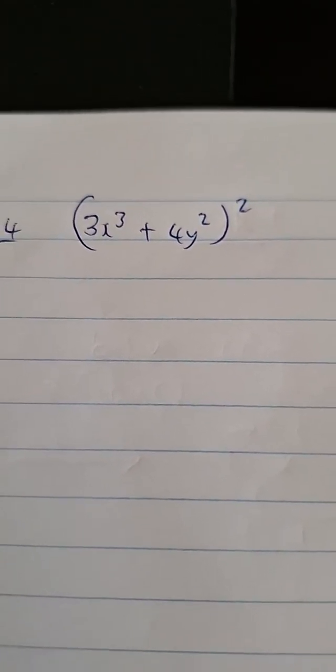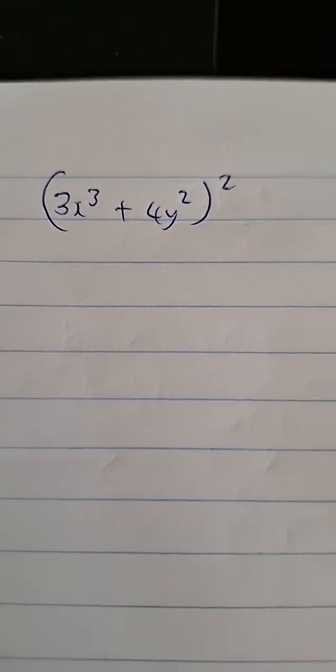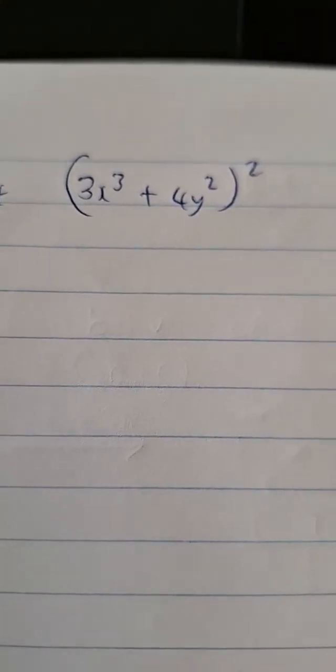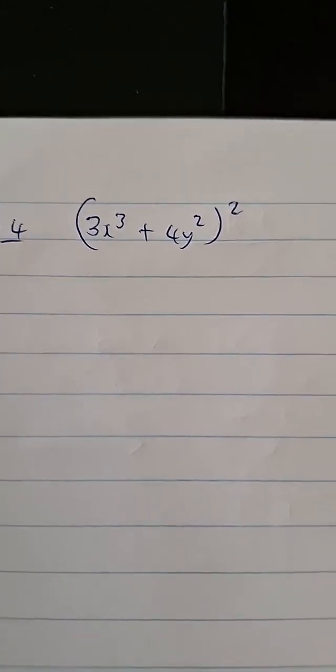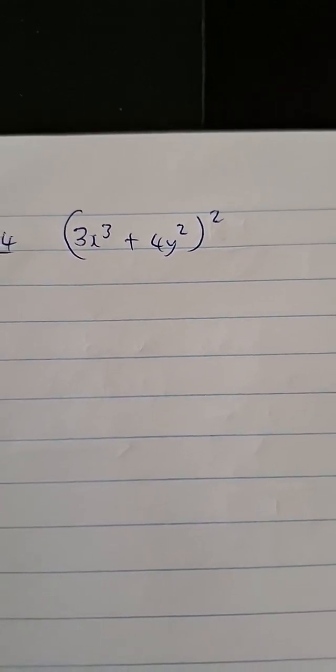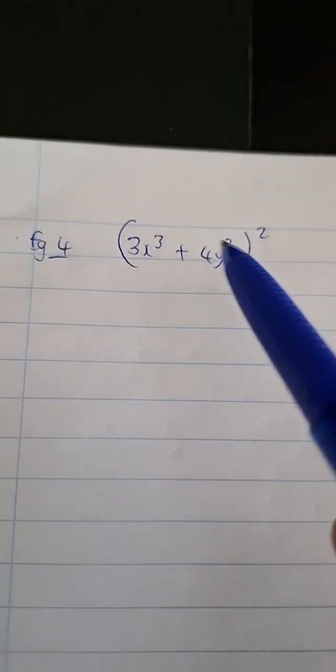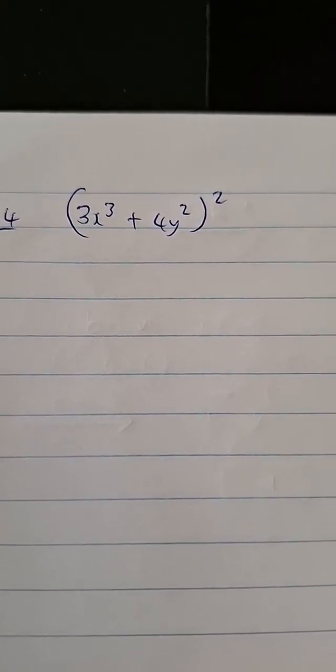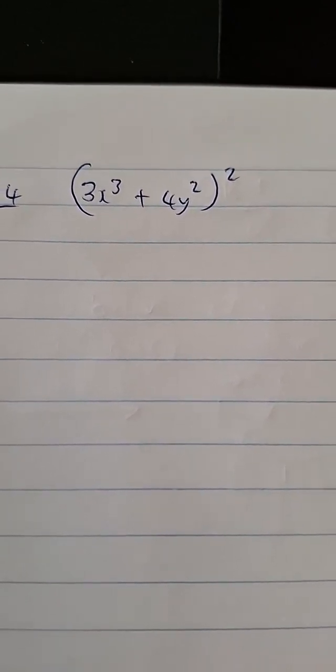I just want to look at another example, example 4. Let us look at this one. Three x to the power 3 plus 4y squared, raised to the power 2. What do we do here, my beautiful people? We have 3x to the power 3 plus 4y squared, all raised to the power 2. First and foremost, how many terms do we have here? That's where we need to start before we jump into anything else.